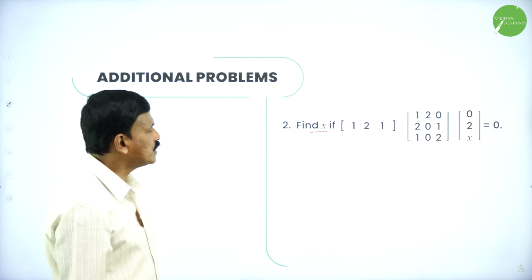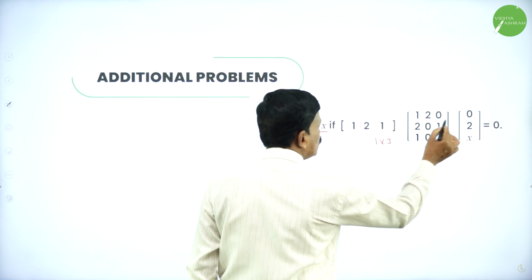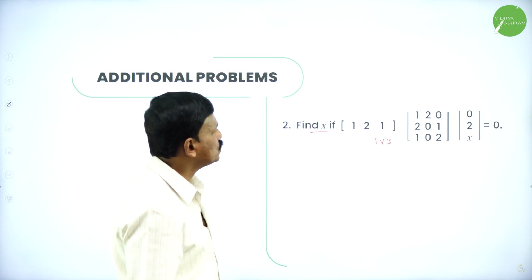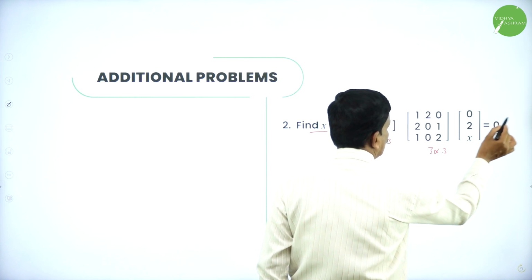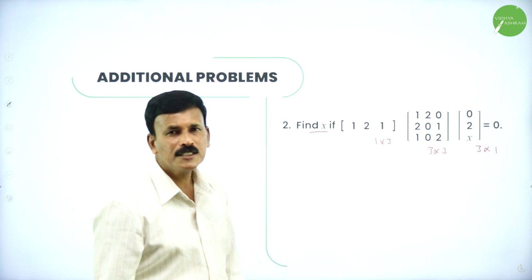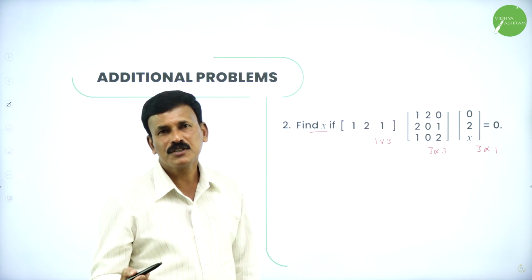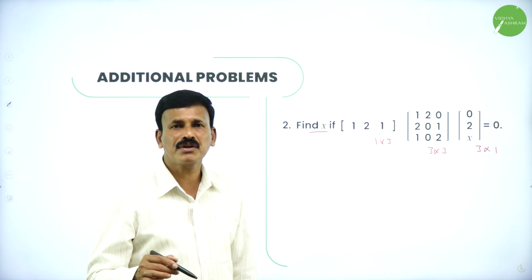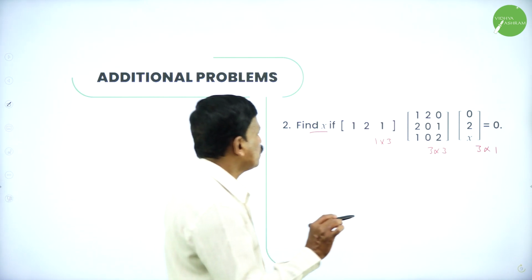A matrix of order 1 row 3 column, 1 1 x, another matrix 1 2 0, 2 0 1, 1 0 2, a matrix of order 3 rows and 3 columns, and another matrix of order 3 rows 1 column are given. Multiply the matrices and equate it to 0, then you are going to get a linear equation or a quadratic equation. Solve. That's all. Very simple. So let us multiply any two.